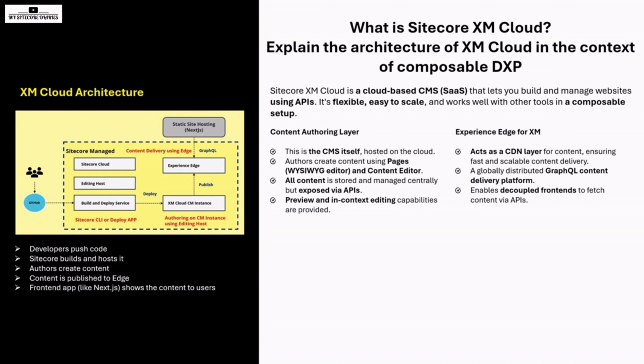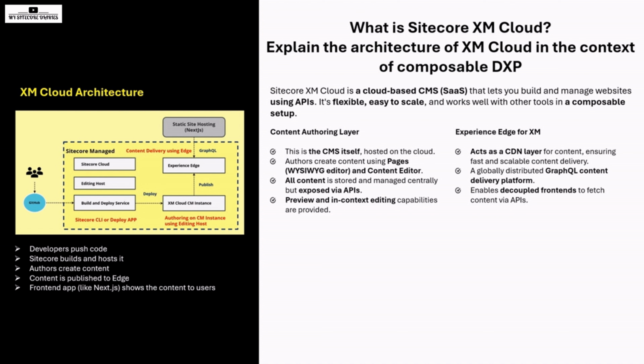Then the next element is the Experience Edge for XM. We don't have the CD server on XM Cloud. Instead, we have Experience Edge. Experience Edge acts as a CDN layer, so if you know what a CDN is, those advantages of a CDN will also be available with Experience Edge. So it's faster. It acts as a CDN layer for content, ensuring fast and scalable content delivery.